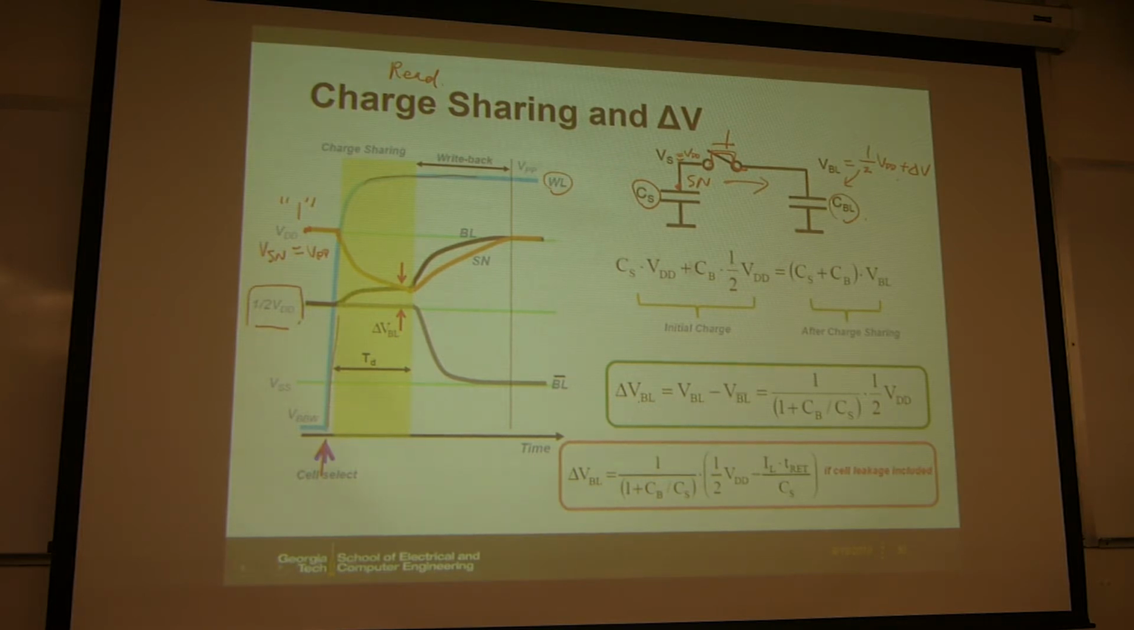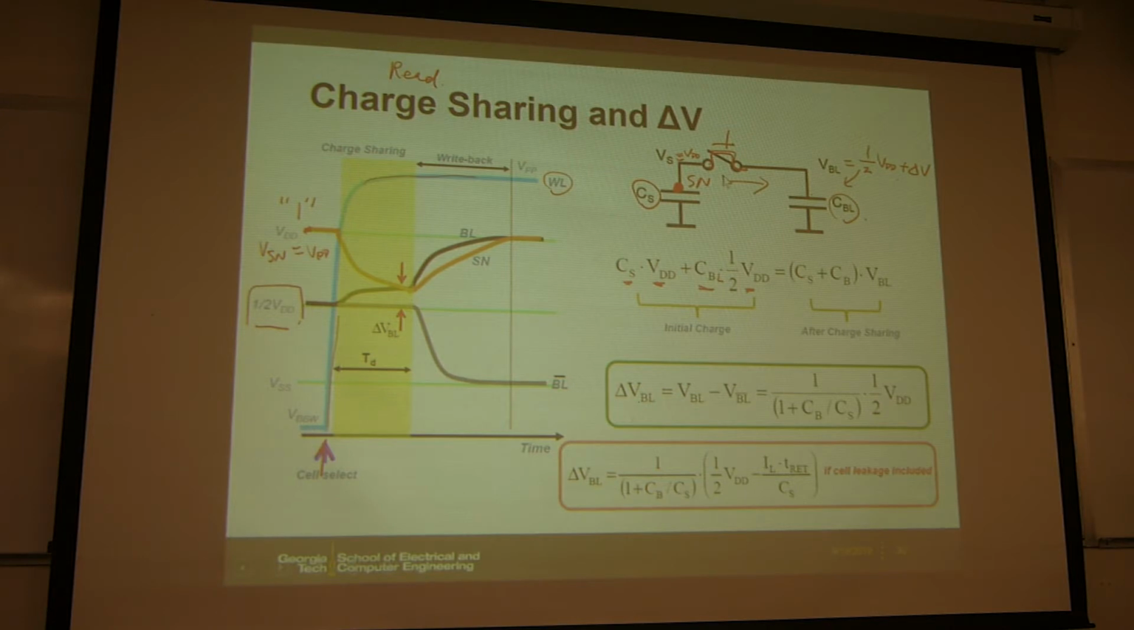So what you can do here is to use charge conservation, because no matter whether you turn this switch on or off, charge will be conserved. So before you turn on the word line, the charge on the cell capacitance will be Cs times VDD. That's the charge here. And then on the other side, the bit line capacitance CBL times the bit line voltage, which is half VDD. So that's the total charge before you turn on the word line.